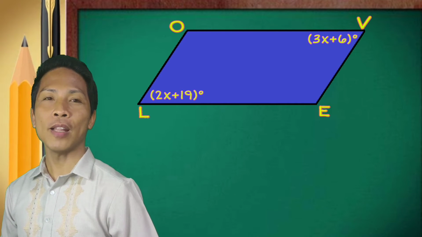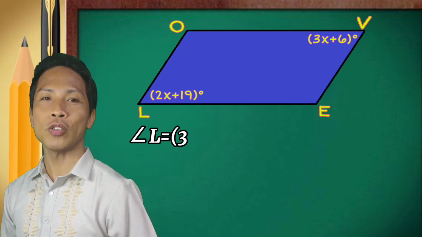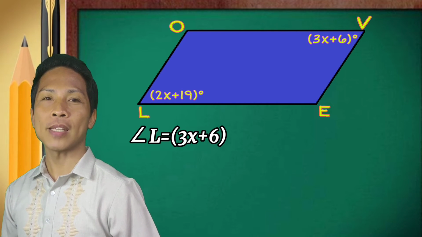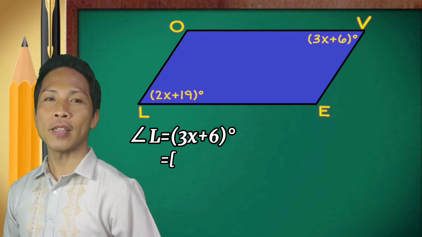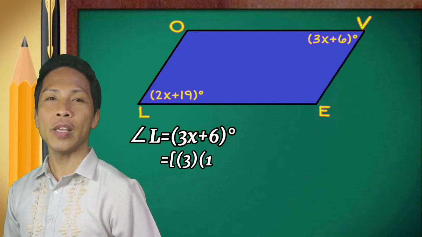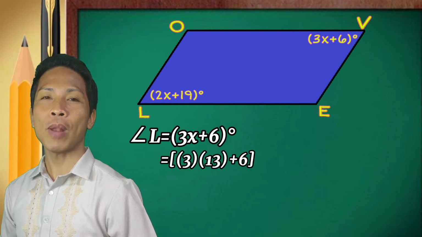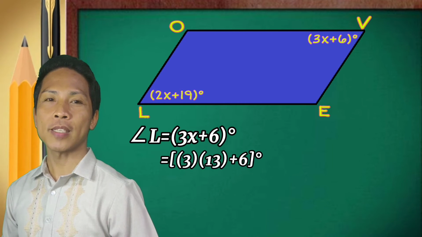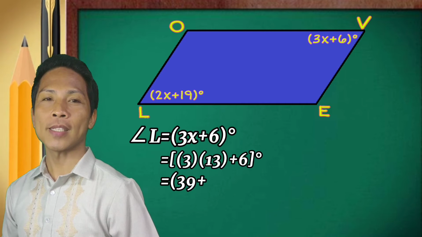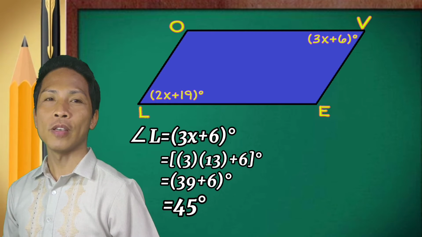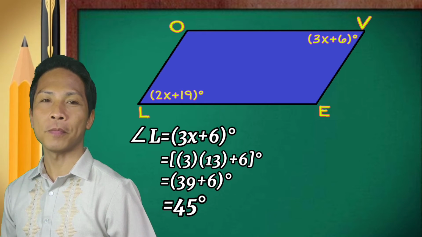Getting now the value of angle L, we are going to take the given expression, which is 3x plus 6 degrees. Substitute x by 13. So we have 3 times 13 plus 6 degrees. 3 times 13 equals 39 plus 6 equals 45. So, angle L equals 45 degrees.